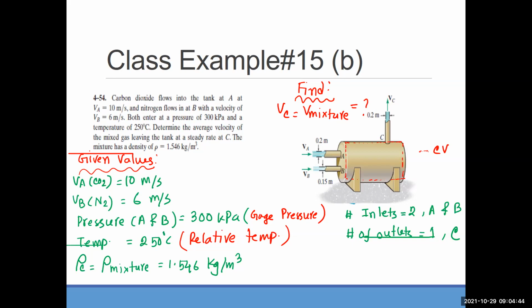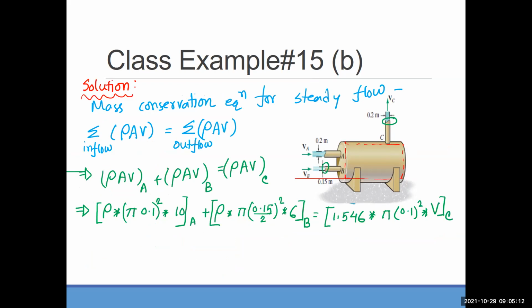So for class example 12, the question was: through inlet A, carbon dioxide is entering the tank, and through B, nitrogen is entering the tank. They mix within the tank, and as a mixture, they come out through the outlet C, right? So we had 2 inlets and 1 outlet, we listed all the given values, and we found what we need to find, which is VC. Then we started working on that.